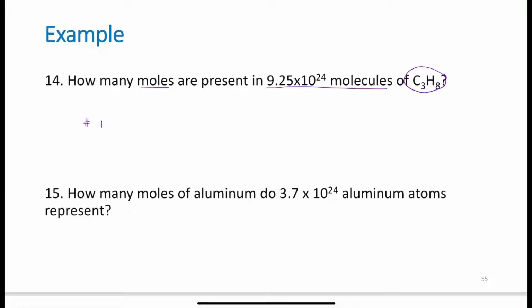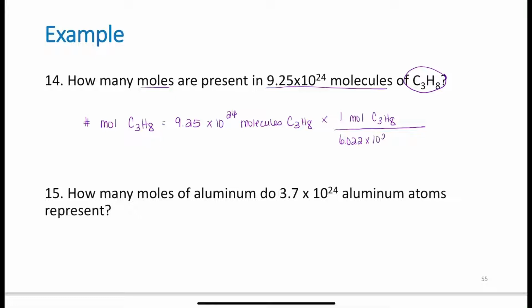So I want to know the number of moles of C3H8, and I'm starting with 9.25 times 10 to the 24th molecules of C3H8. In order to go from molecules to moles, I'm going to use Avogadro's number. I know that 1 mole of C3H8 contains 6.022 times 10 to the 23rd molecules of C3H8.